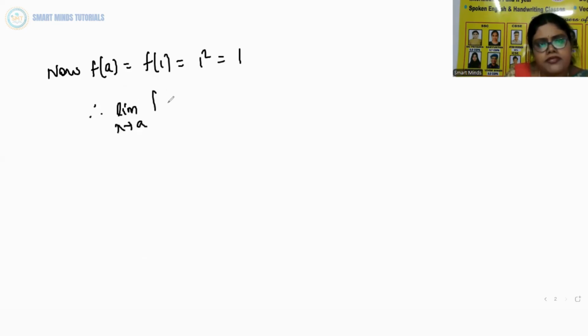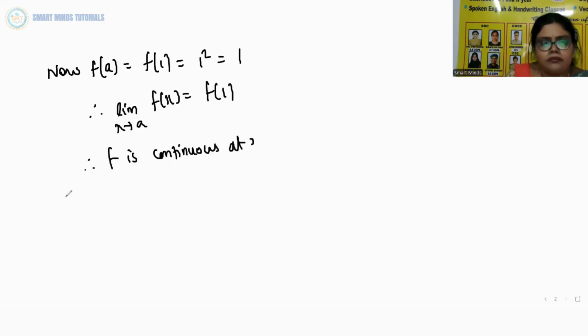Now we find f of a. F of a is f of 1, that is 1 square, which is equal to 1. Therefore, limit x tends to a, f of x equals f of 1. Therefore, f is continuous at x is equal to 1. Hence, f is continuous on R.